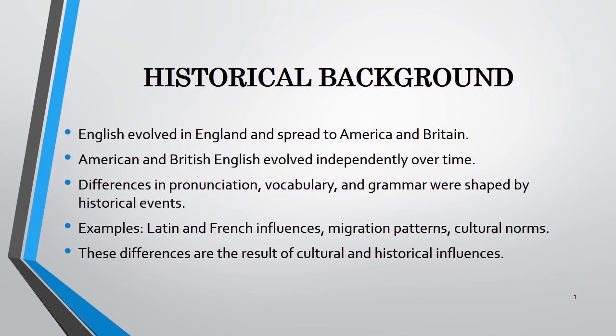To begin with, let's take a look at the historical background of American and British English. English evolved in England and spread to America and Britain. However, as time passed, American and British English evolved independently, resulting in differences in pronunciation, vocabulary, and grammar. For instance, differences in pronunciation were influenced by historical events such as Latin and French influences, migration patterns, and cultural norms. These differences are subtle but important to note as they reflect the evolution of the English language over time.